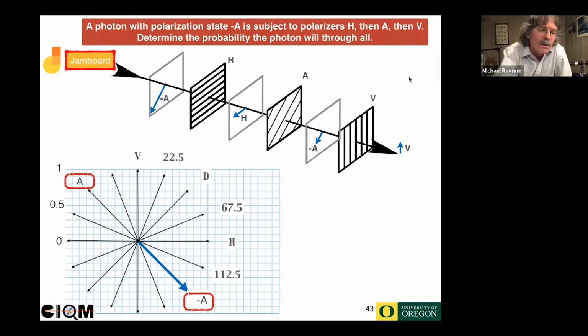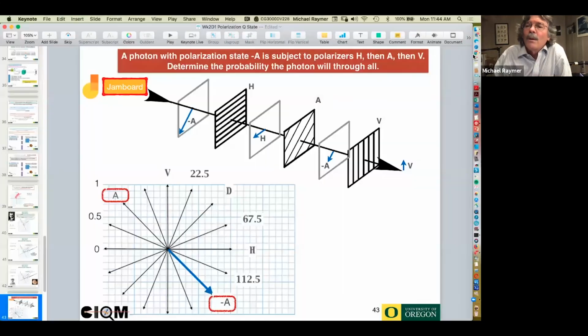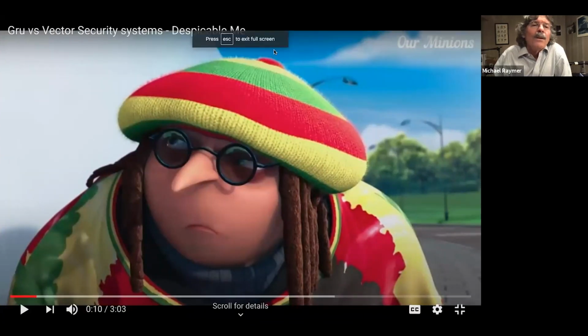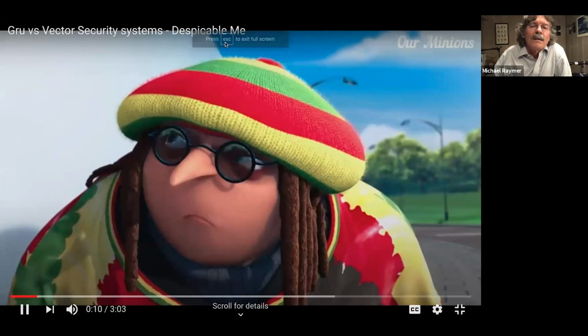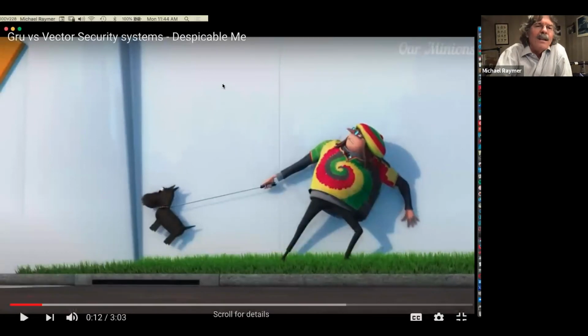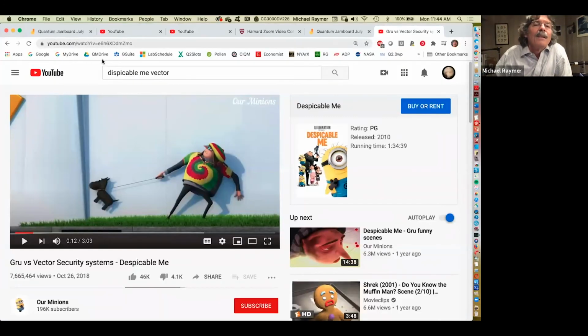So let's go over to the Jamboard and take a look at that. Whoops, that's the wrong thing. How do I get out of there? The Jamboard.